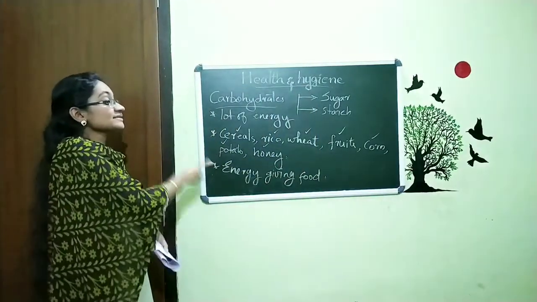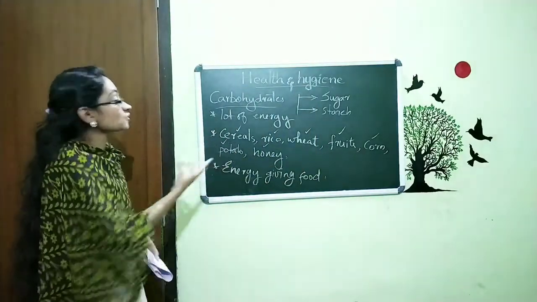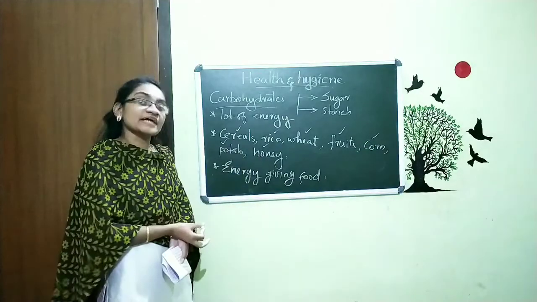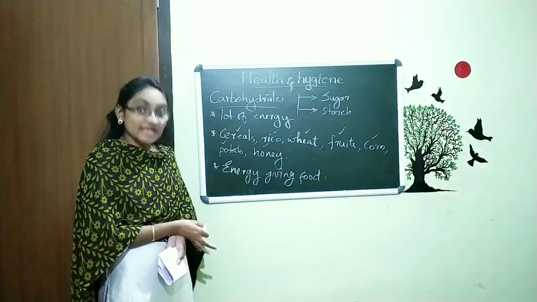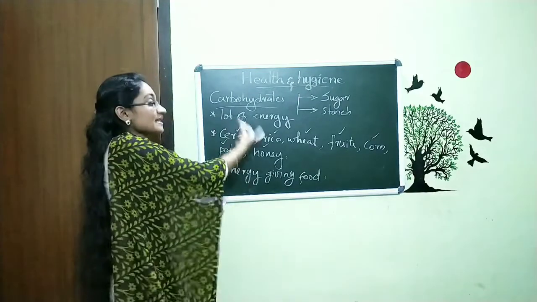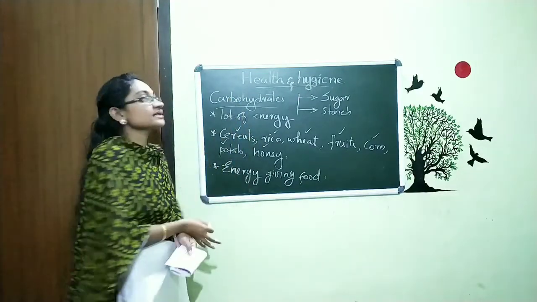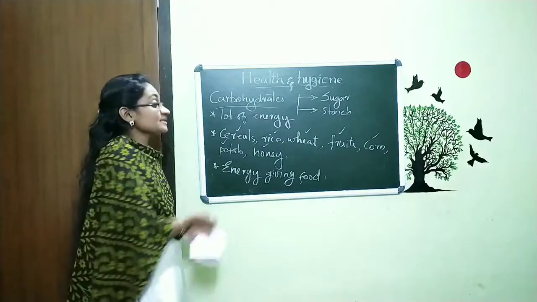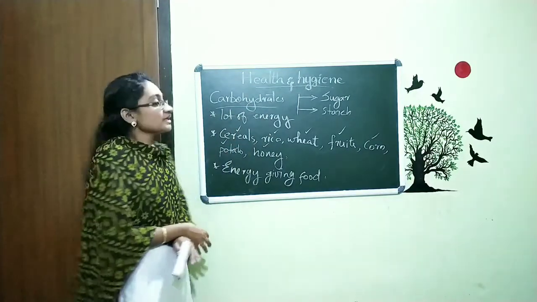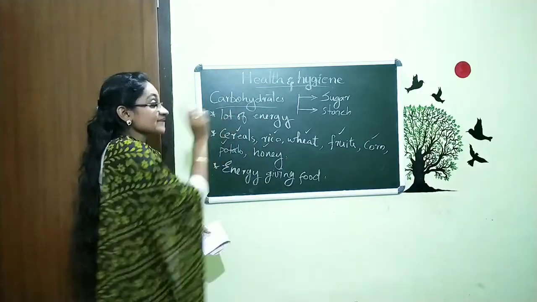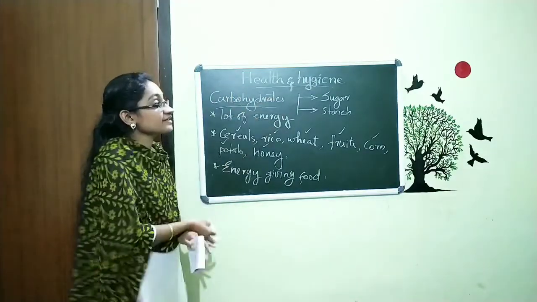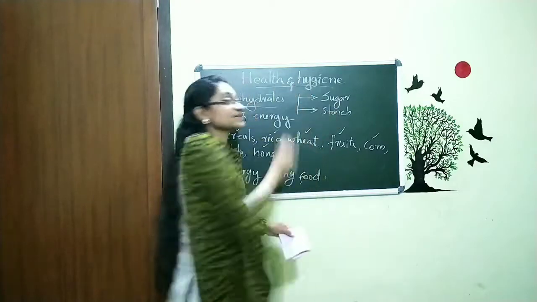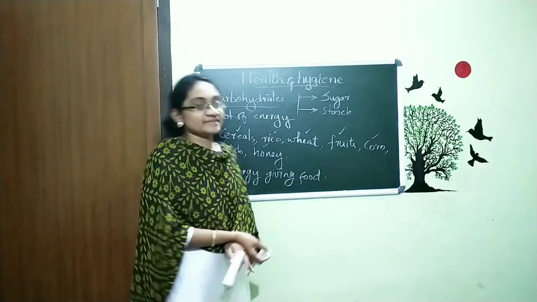Why are we calling these cereals, rice, wheat, fruit, corn, potato, honey all energy giving foods? Because they are giving us a lot of energy. And who is giving this energy? Energy is given by the carbohydrates present in these food items. Also remember the different types of carbohydrates: sugar and starch are different types of carbohydrates.